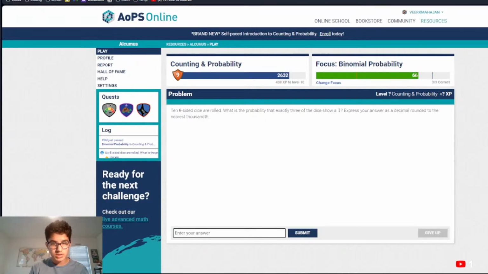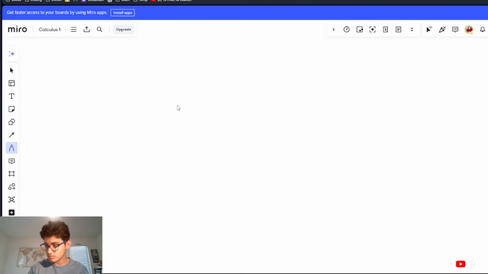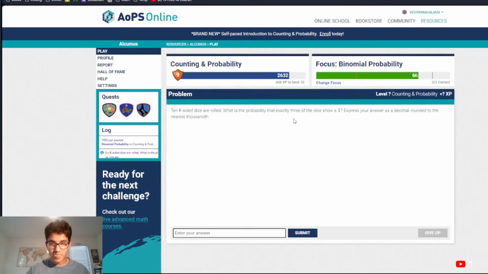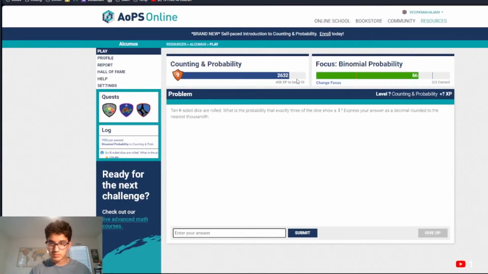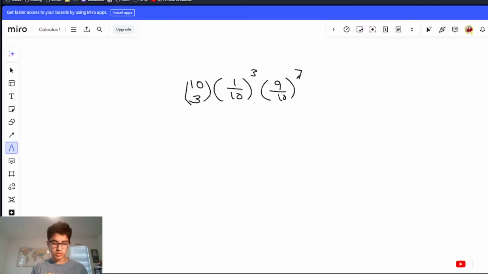So it's 10 choose 3 times 1 over 10 cubed times 9 over 10 to the 7th. Okay, again it's a decimal. So what is 10 choose 3? I think that I have to calculate myself, right?